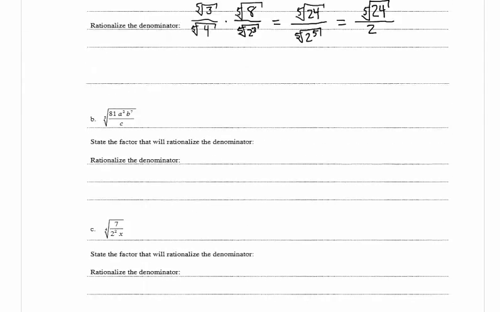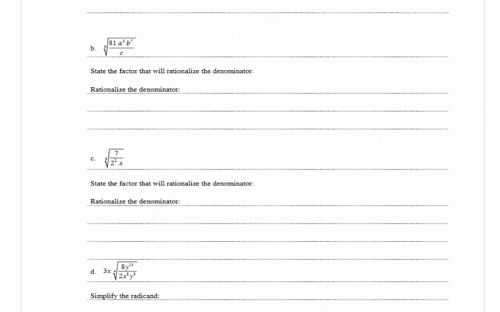In B, we have the fifth root of 81 a squared b to the seventh, all divided by c, and it wants us to state the factor that will rationalize the denominator. And the factor that will rationalize the denominator is the fifth root of c to the fourth. We have one factor of c in the denominator, and we have a fifth root, so we need 4 more factors of c.